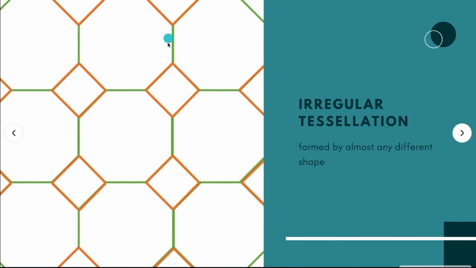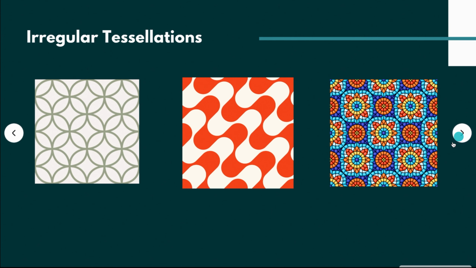An irregular tessellation can be formed by almost any different shape. So remember that this is actually only counted as a tessellation if there is a repeating pattern, as well as the area is covered completely without any gaps or overlaps. As you can see in this example, there's a square, or a diamond rather, then there's an octagon alongside it. Okay, so here are some other examples of irregular tessellations.